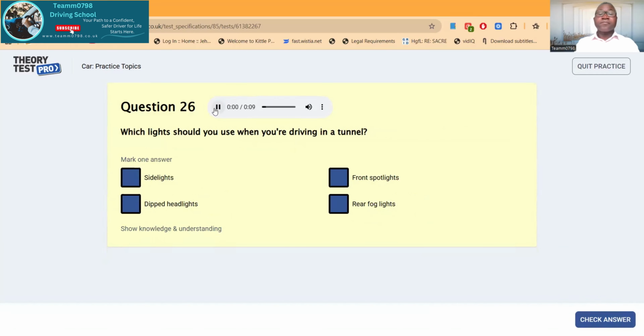Which lights should you use when you're driving in a tunnel? Side lights, front spotlights, dipped headlights, rear fog lights. Use dipped headlights driving in a tunnel.